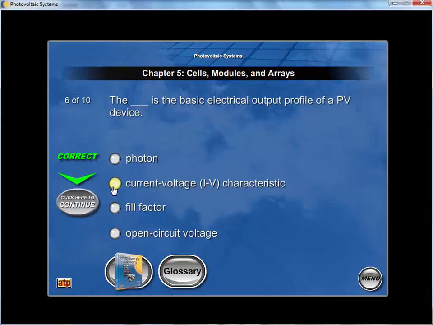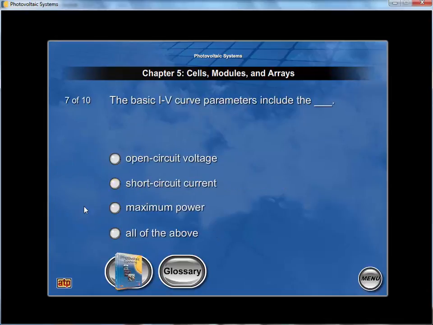Better be this. Yeah. The open circuit voltage is just one tiny portion of the IV curve. The basic IV curve parameters include the open circuit voltage, yep. Short circuit voltage, yep. Maximum power, better, all the above, okay.